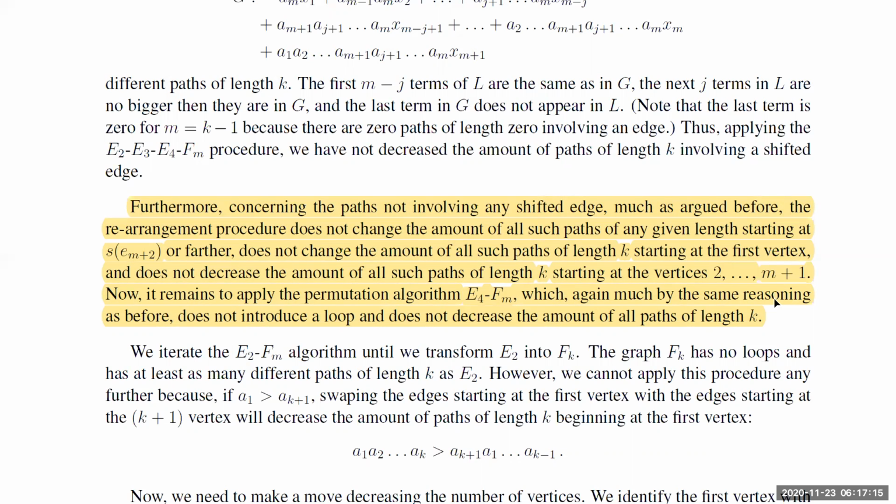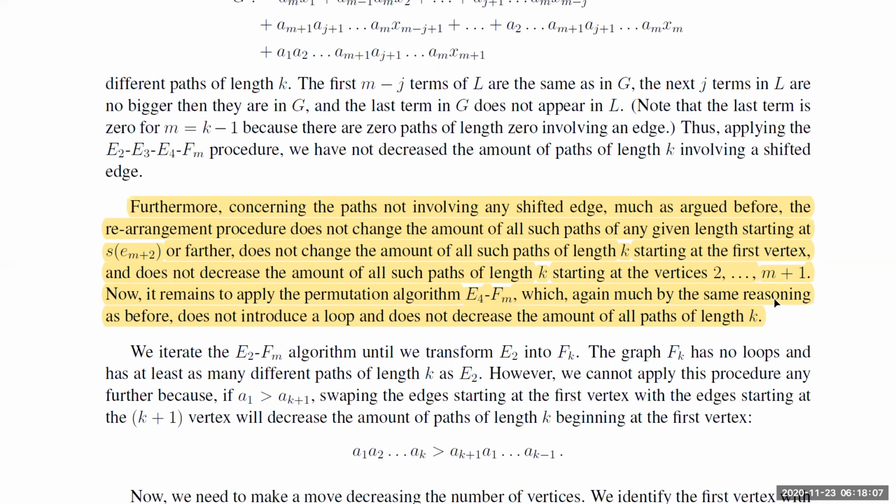But this is much as we already argued before. When we consider paths not involving any shifted edge, we can just dump these shifted edges and consider sort of subgraphs without these shifted edges. So then this move of reattaching a shifted edge, shifting the edge, is irrelevant because we are not looking at paths that involve any shifted edge. So we can forget this first part of the move, and the only thing that we care about is this permutation. Okay? But this is much as argued before, but this rearrangement procedure does not change the amount of all such paths. I mean, such meaning not involving any shifted edge, of any given length if we start off at S of EM2 or further. That's because the rearrangement happens earlier.